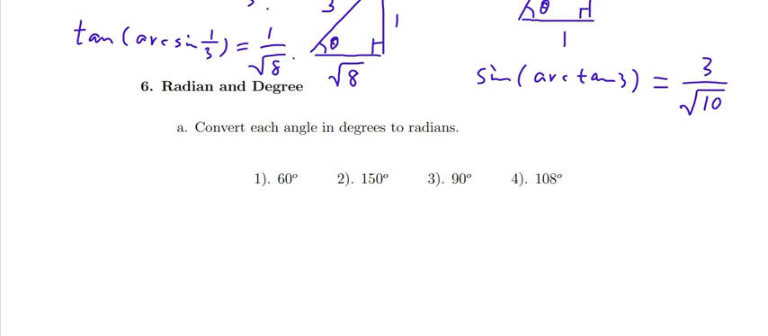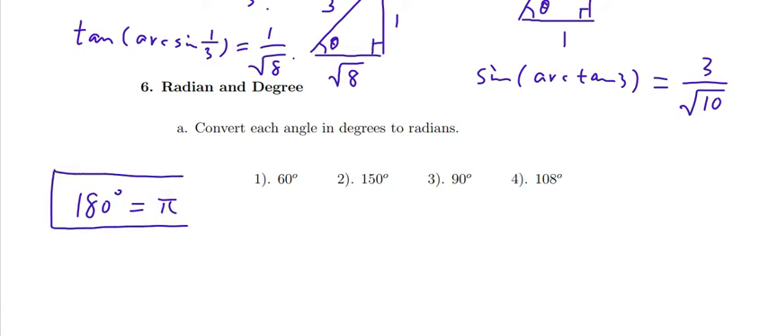So for angle, we can have 2 ways to measure. We can use degree and radian. So we will check the relationship. We just remember this: 180 degree equals pi. So we just use this as a formula, so we can easily convert the angle from degree to radian and radian to degree.